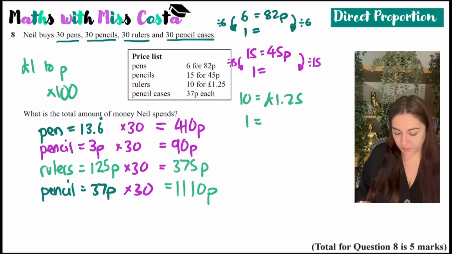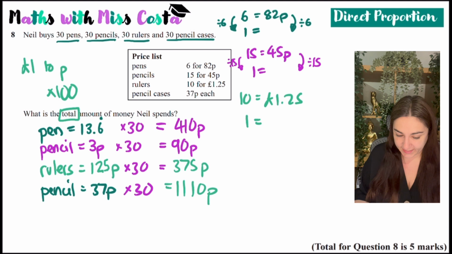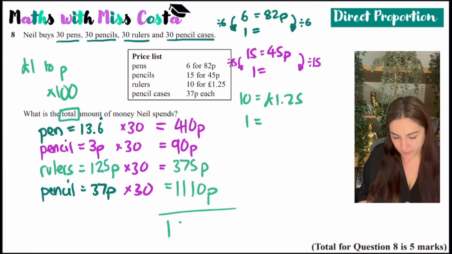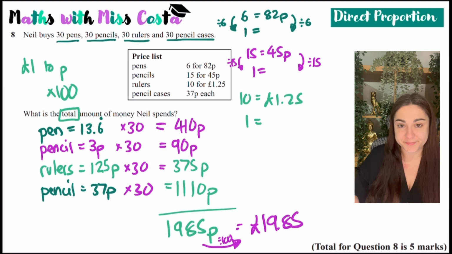So now I know how much 30 of each costs. To work out the total is always where you just add all the values together. I'm just going to add all of this together. So 1,110 plus 375 plus 90 plus 410 gives me 1,985 pence. To turn it back into pounds, I'm going to divide by 100. So that's £19.85.